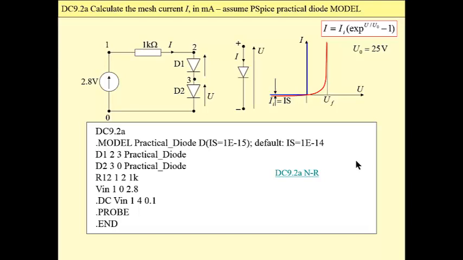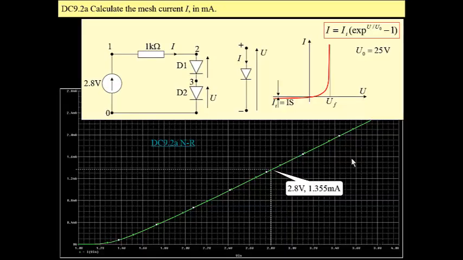And now the same circuit, but with a practical model of the diode. We may compare the results of the PSpice simulation, and as we can see, there is a slight difference. Now we have at this point 1.355 milliamp. Before, for, let's say, the ideal piecewise linear characteristic of the diode, we had 1.4 milliamp.